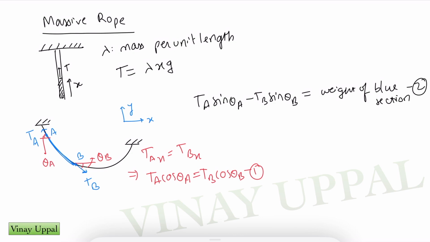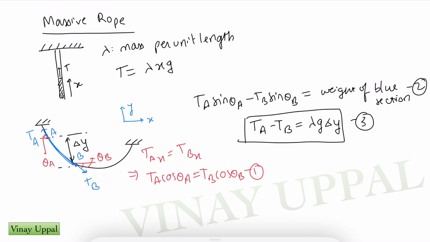And a very important but a little less known equation is the one relating tensions to the height difference between A and B. If the height difference between A and B is delta y, then I can write TA minus TB is lambda g delta y. I'm assuming a uniform rope, where lambda is mass per unit length. So this is a very useful relation for the tensions and the vertical height difference.